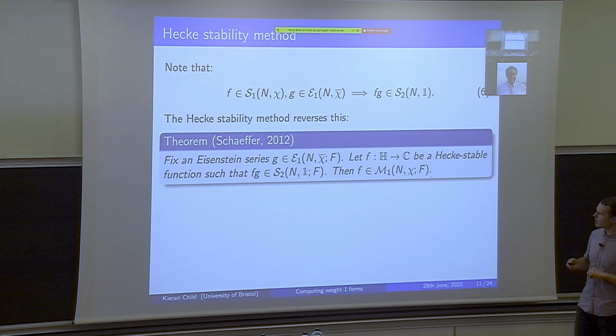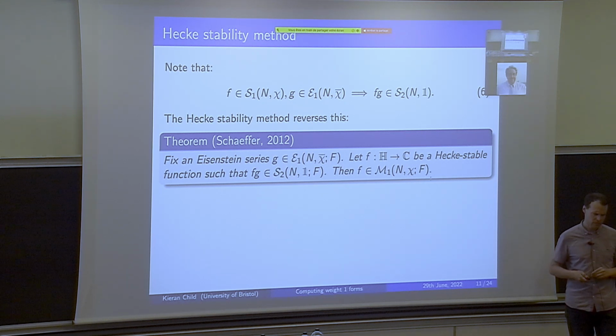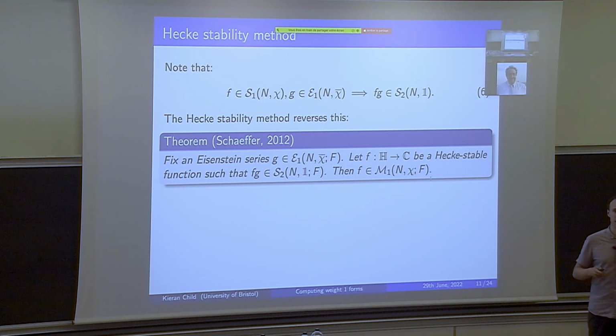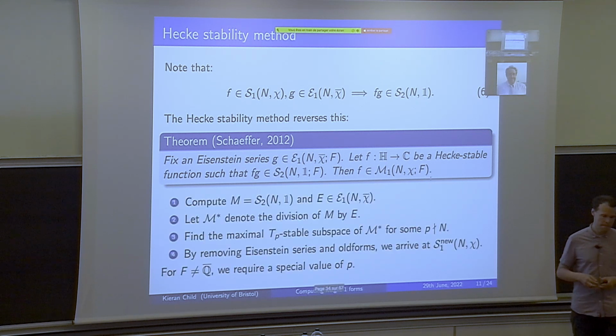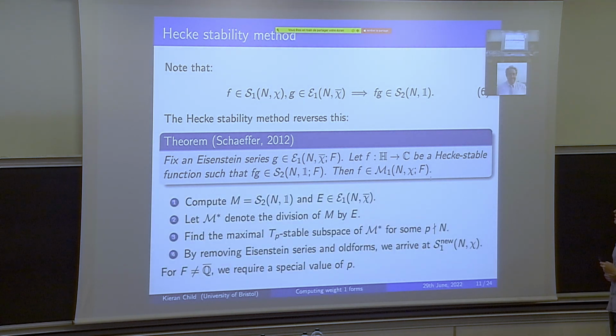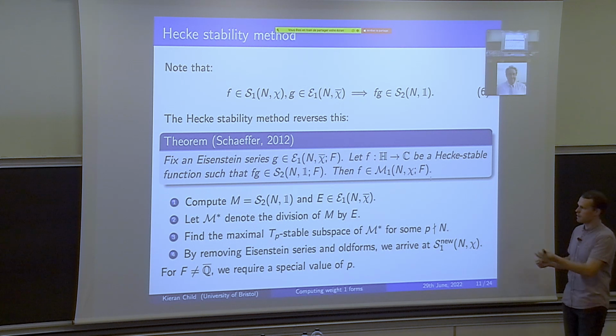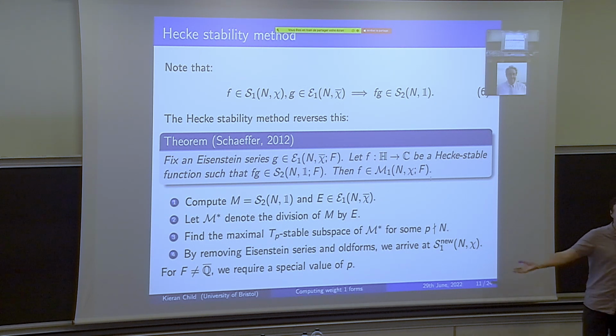And this works for any of the Katz constructions. So this works over any Z[1/n] module. And this immediately suggests a way that we might compute weight 1 forms. All we do is we compute the weight 2 space, we compute an Eisenstein series, which is very easy to do. We divide the space by the Eisenstein series, we find a T_p stable subspace for some p not dividing n.